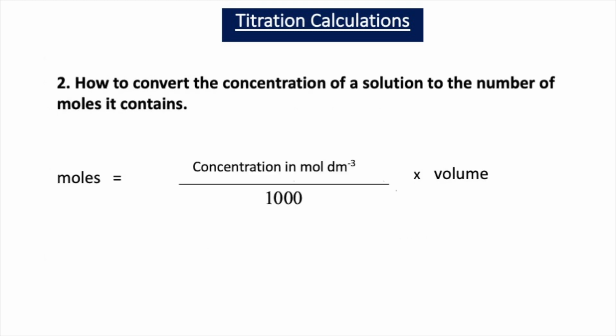Now in addition to being able to work out the concentration of a solution, you should also be able to convert the concentration into the number of moles it contains. And to do this, we simply use this equation: moles is equal to the concentration in moles per decimeter cubed over 1,000 times volume.